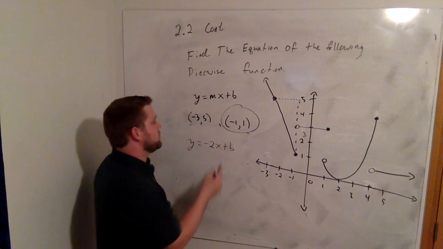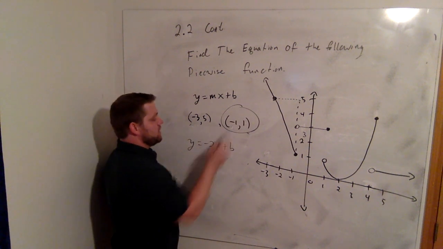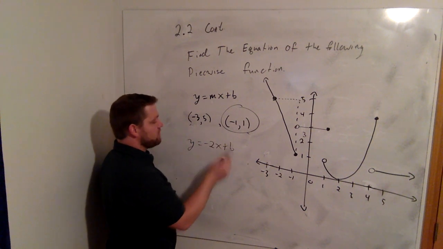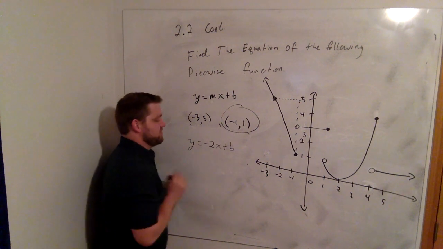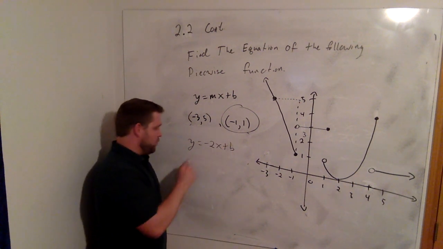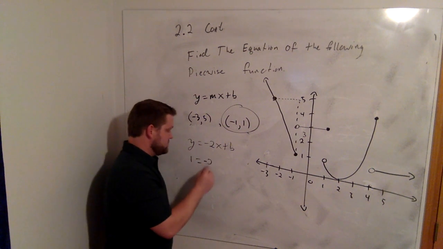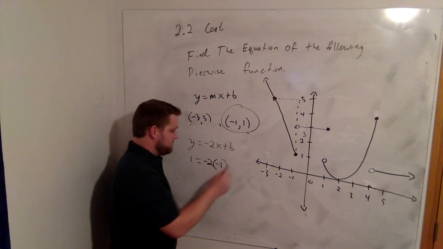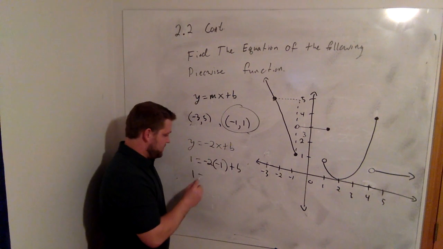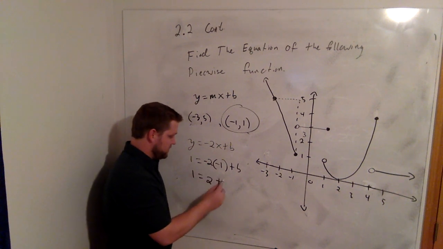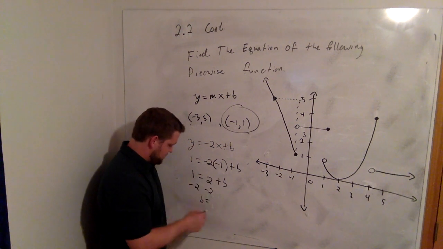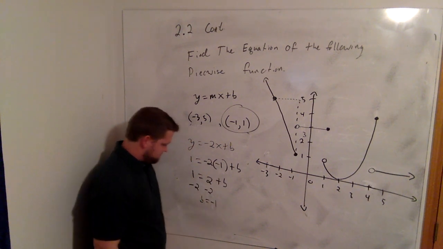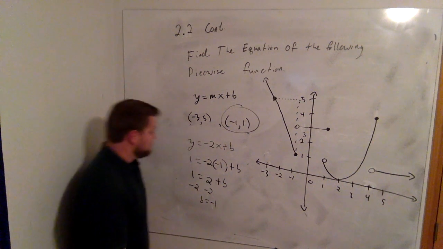So what we're going to do is plug in x. For x, we're going to plug in negative 1. For y, we'll plug in 1. We'll solve for b to figure out what b needs to be to make sure that this point is on this line. So plugging in 1 for y and negative 1 for x, I'm going to get that 1 is equal to 2 plus b. If I subtract 2 from both sides, I'm going to get that b is going to be equal to negative 1. Okay, so we have the equation of our line.